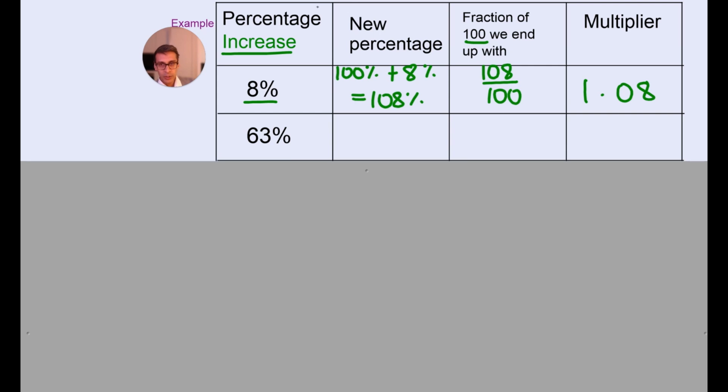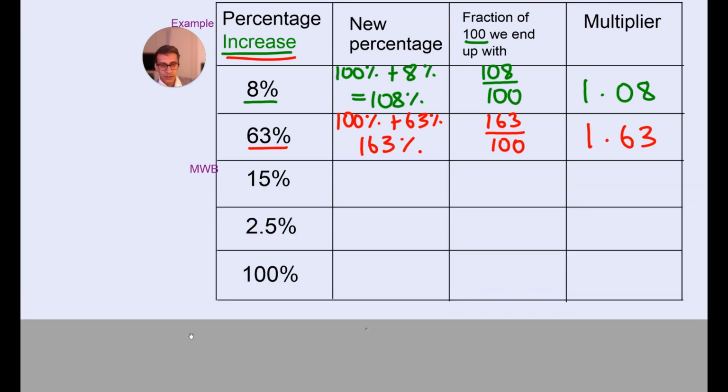Here's a second example before you have a go. So a 63% increase, if it's an increase, it's going to be 100% plus 63%, and that's going to give you 163%. As a fraction, it's going to be 163. Remember, percent is over 100. And then as a decimal, 163 divided by 100 is going to be 1.63. Now here's 3 questions for you to try to work out the decimal multiplier on.